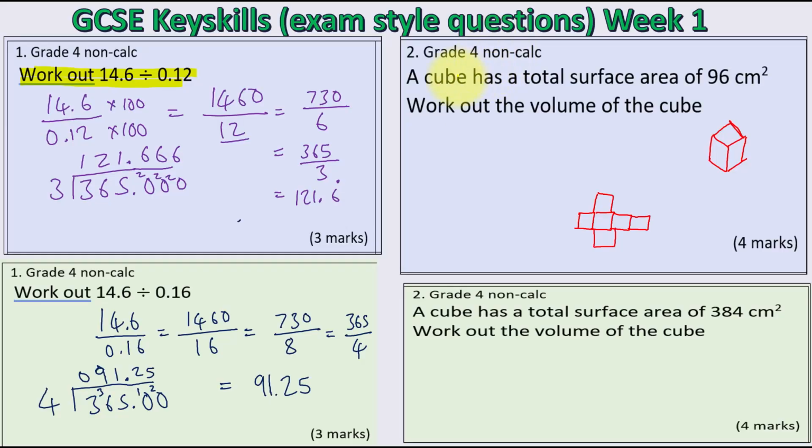So here we go. A cube has a total surface area of 96 centimeters squared. So that's surface area, and that squared is important. Now work out the volume of the cube. Now we should all have the skills to do this, and it's a grade 4 skill, but it's just combining all these skills together.